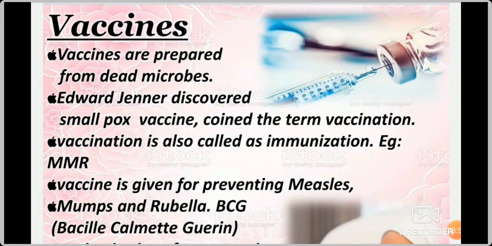Examples for vaccines: MMR vaccine and BCG vaccine are there. What is MMR vaccine? MMR vaccine is given for preventing measles, mumps and rubella. Measles, mumps and rubella, these diseases are viral diseases.